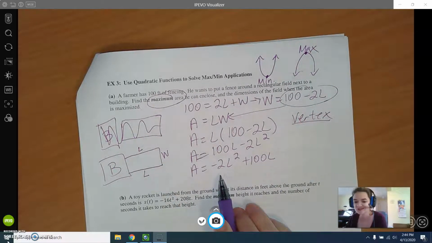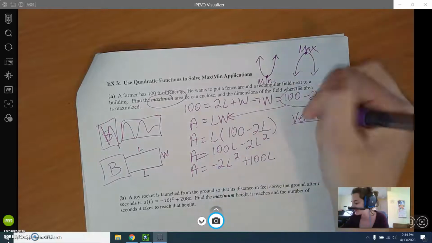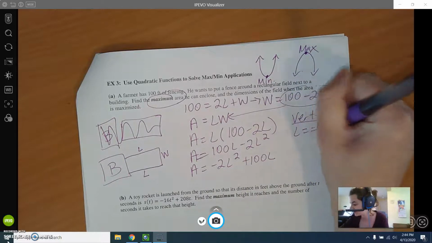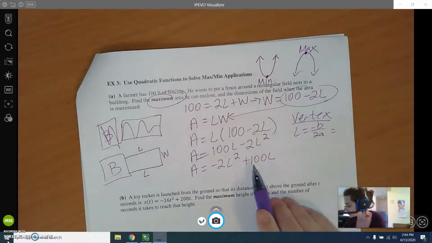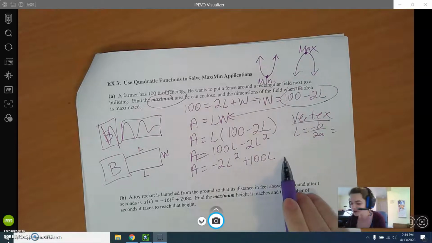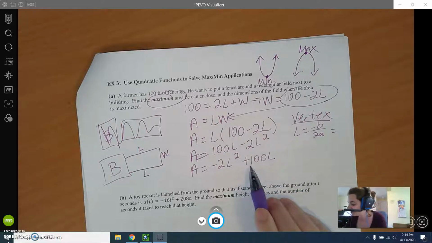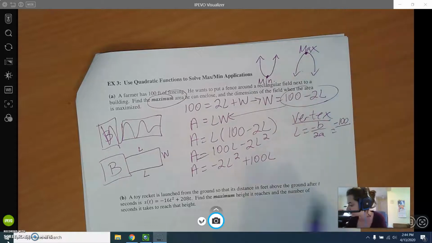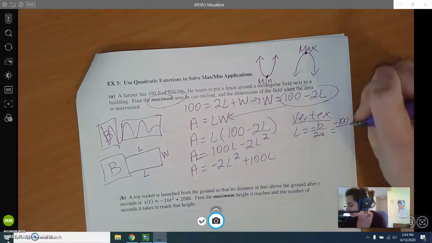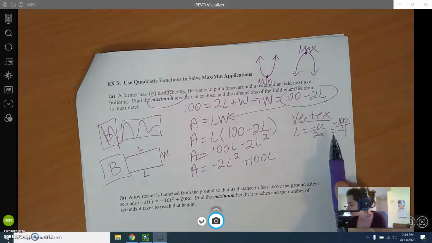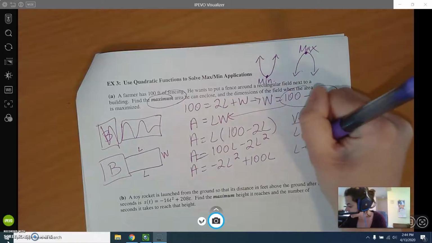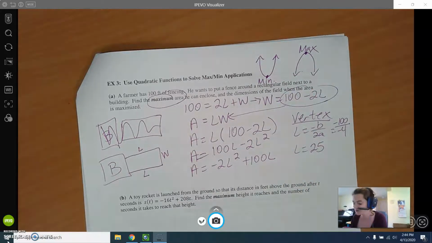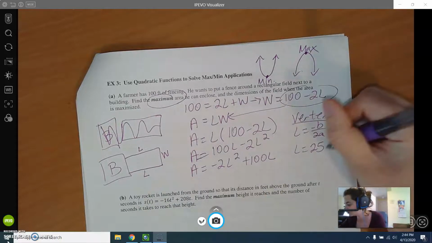Instead of x equals, well, this time I'll have L equals. So L equals the opposite of B over 2A. So for us, my B value is 100. In case you're curious, my C is 0. But my B value is 100, so the opposite of 100 would be -100. And 2 times A, 2 times -2 would be -4. So -100 divided by -4 would be +25. So my maximum area happens when my length is 25 feet.